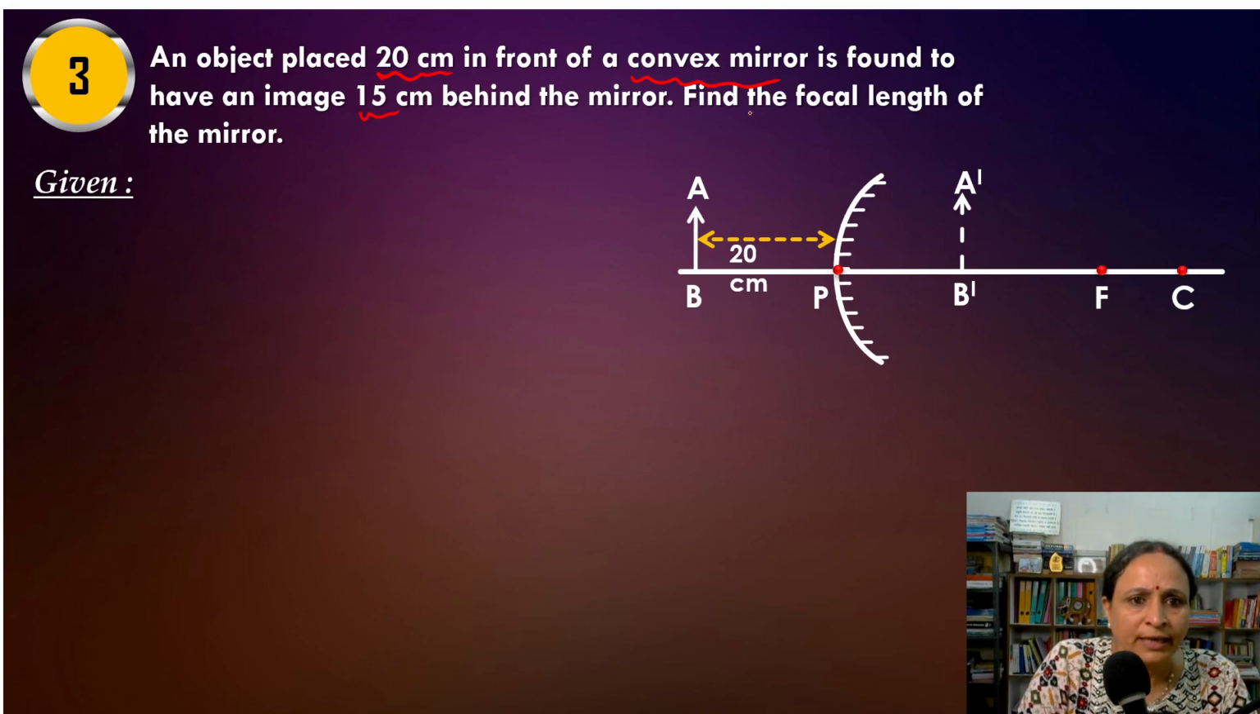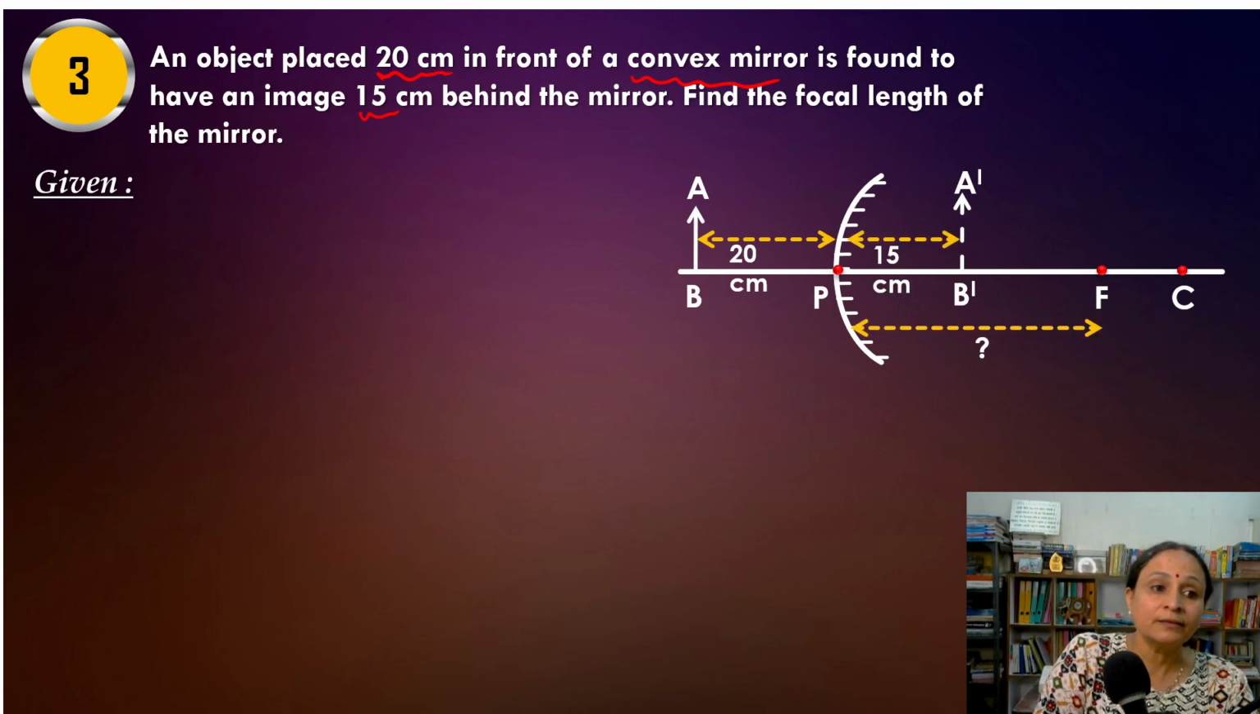And you're getting what type of image? It will be virtual. Why? Because convex mirror always forms a virtual image. So let's see how much it is. So you have got to write the data.